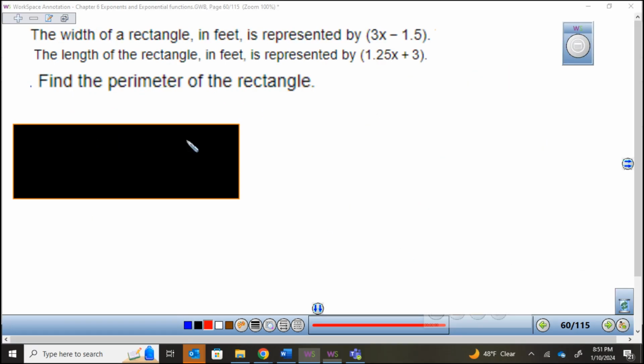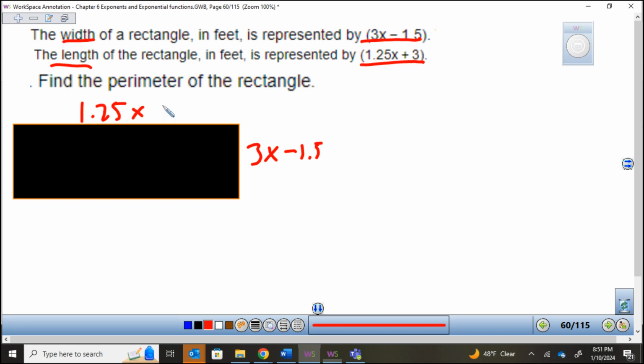Now we're going to be finding the perimeter of this rectangle here. First, they tell us that the width of the rectangle is represented by 3x minus 1.5. So let's label our rectangle this way. Then it tells us that the length of the rectangle is represented by 1.25x plus 3. So we label that rectangle.